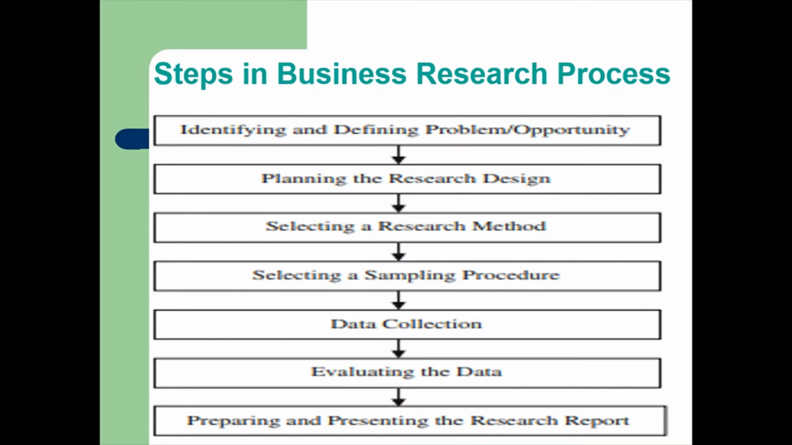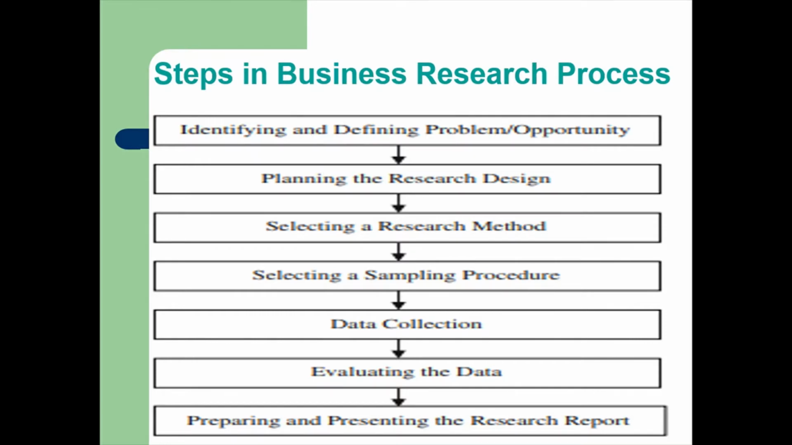The third step is selecting a research method. How do you acquire the detailed information? Are you going to use questionnaires, interviews, or surveys? Most researchers use a questionnaire, whereby the collected data will then be analyzed to produce findings.